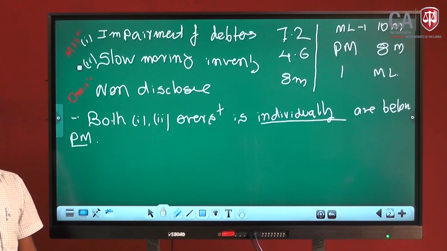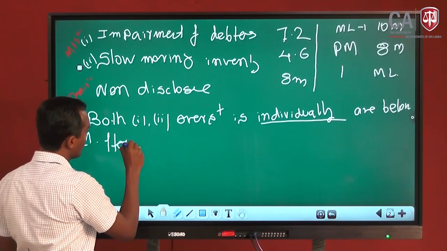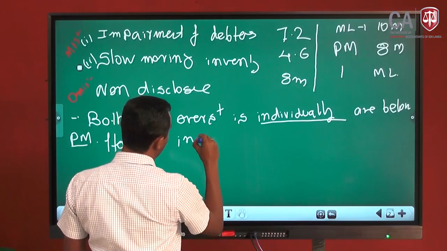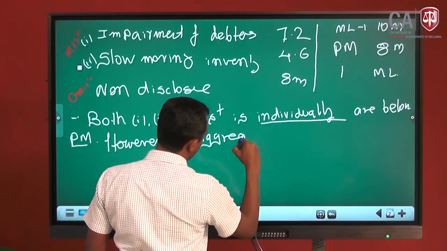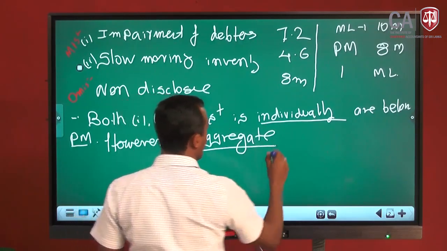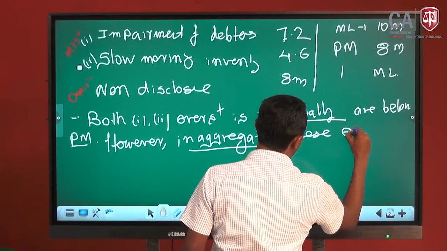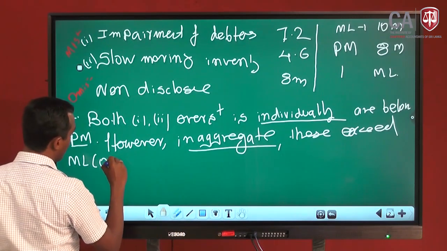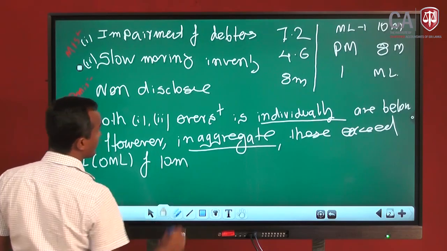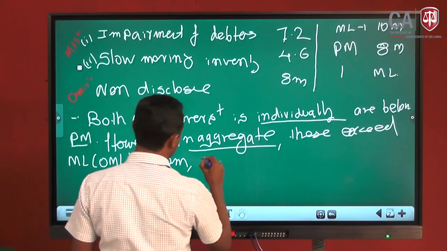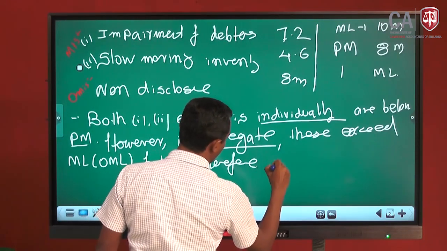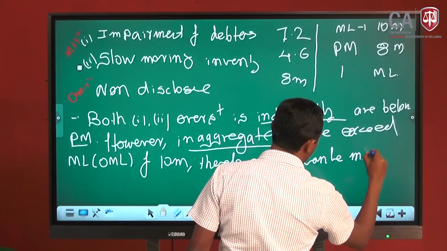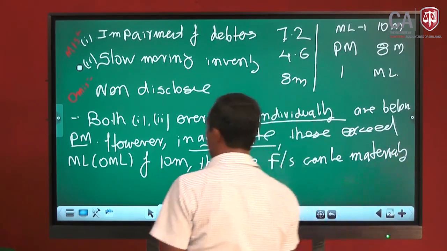But you can't stop from there. However, in aggregate, now that's the key word. In aggregate, these exceed, now this is a very powerful point, the materiality level, that's the OML of 10 million. Therefore, the financial statements can be materially misstated.